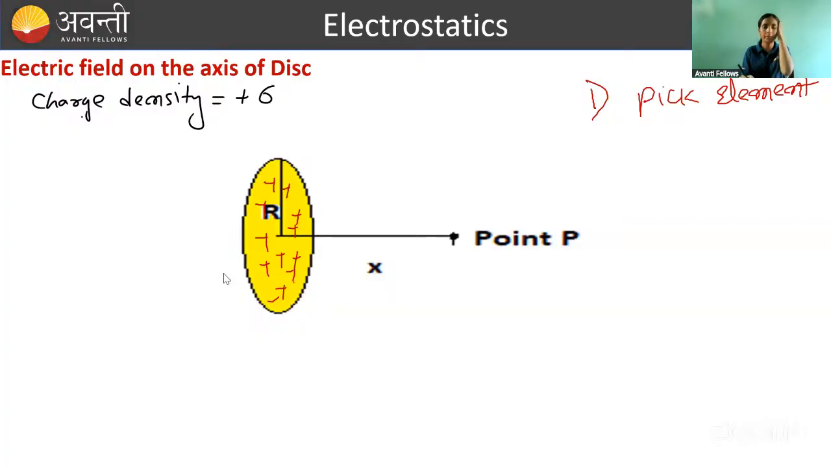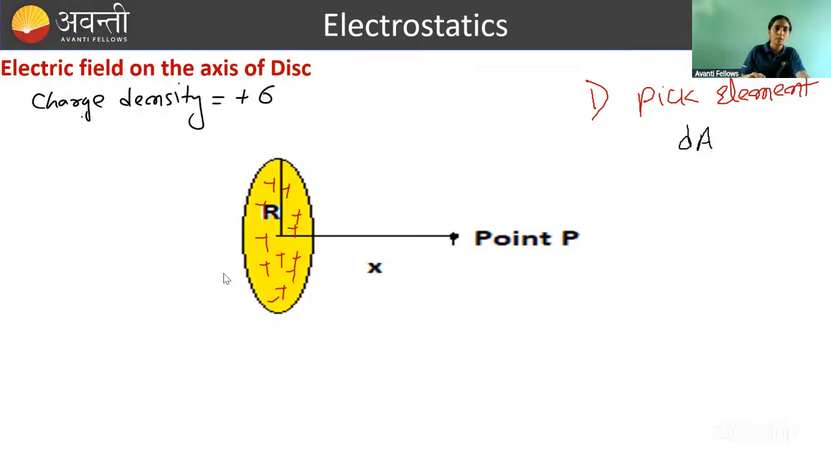So small element will be what? Small area? Yes. I told you now, if charge is along the length, small element will be a small length. If charge is distributed in the area, small element will be small area. If charge is distributed in a volume, small element will be a small volume. So here, small area will be an element. But the question is which area, what area?